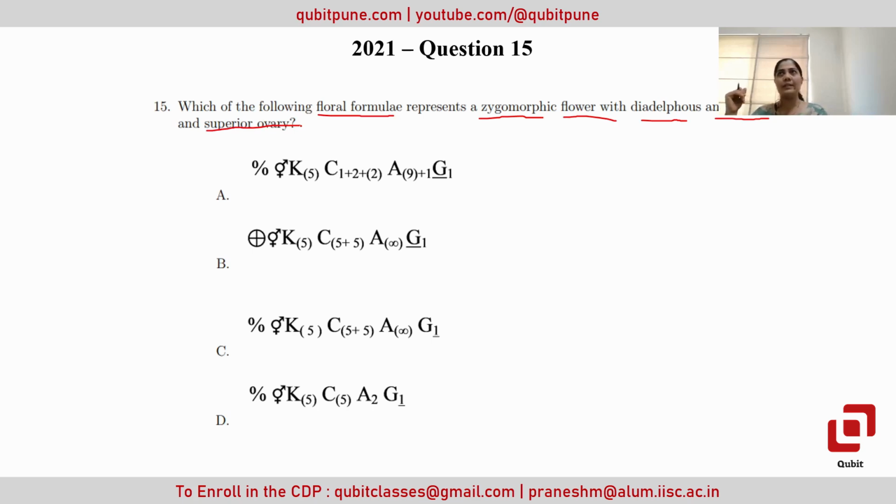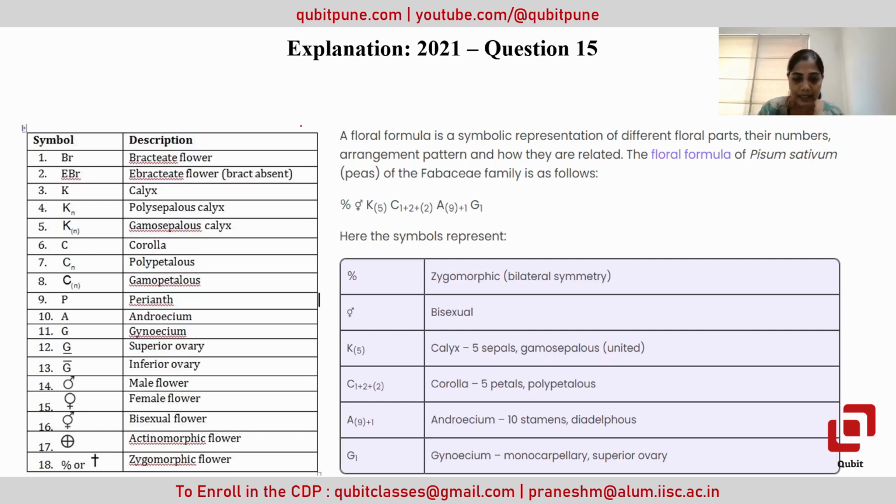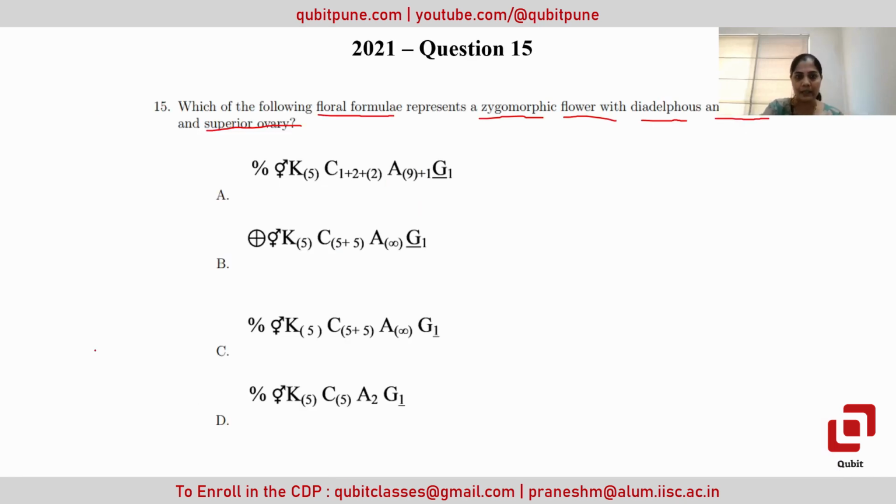And then superior ovary means the ovary is in the higher position. The formula that they have discussed is a classic case of the Fabaceae, of which one example is the pea plant. So here are the symbols. Please go through the symbols one more time. The superior ovary that they have talked about, in this particular thing, you can firstly choose about the superior ovary.